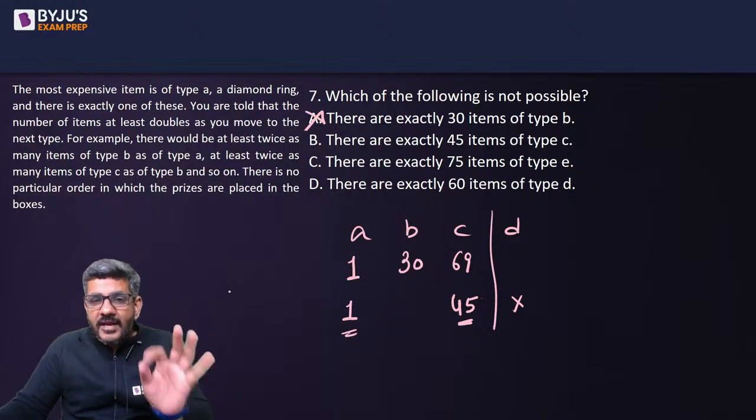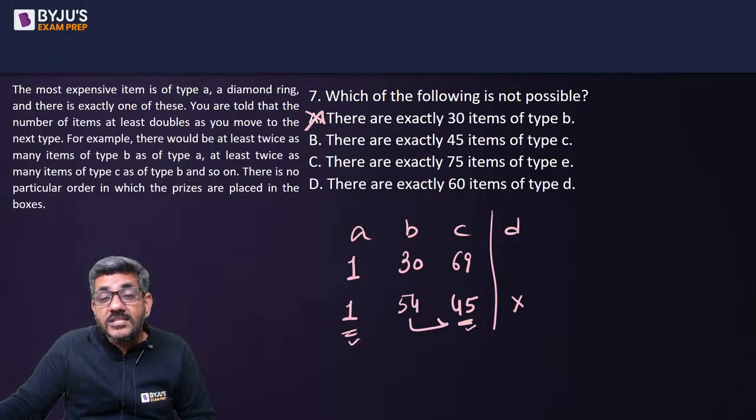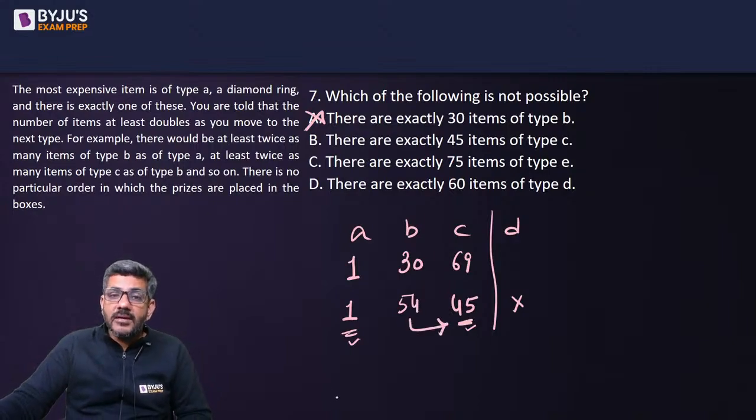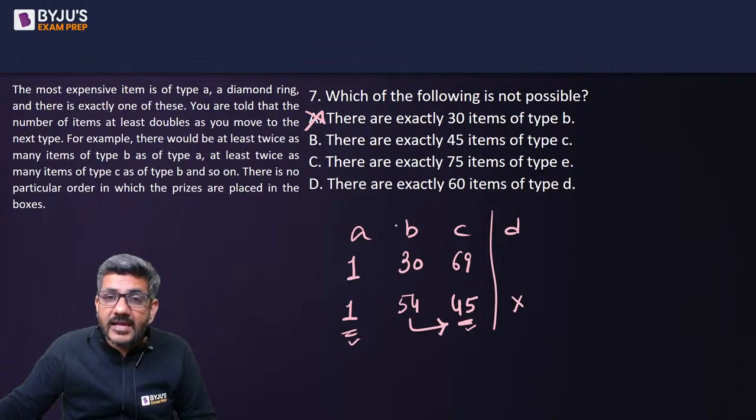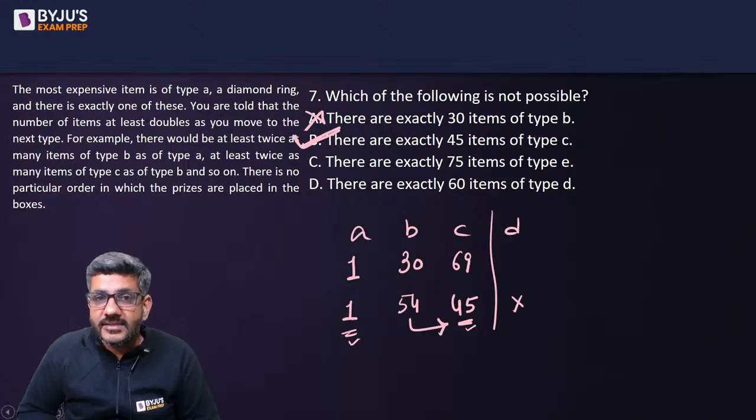So all the remaining articles, that is 54: out of 100, 1 is this, 45 is this, that makes 46, leaving 54, so I would have to take these. But that does not satisfy this condition that this should be minimum double. So that means in any case, I cannot have 45 articles of type C. So B option is the right answer for me.